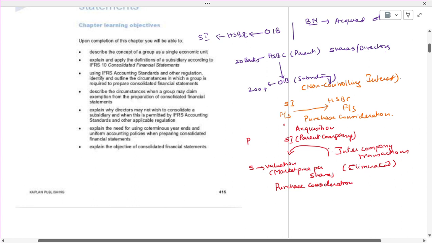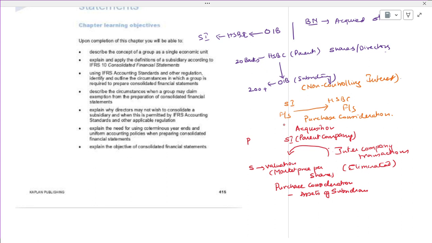From the purchase consideration, they will take into consideration the assets of the subsidiary, and the controlling interest of the subsidiary. Now, what happens when they are giving a market price? Definitely market price minus book value. In simple words, market value minus book value.